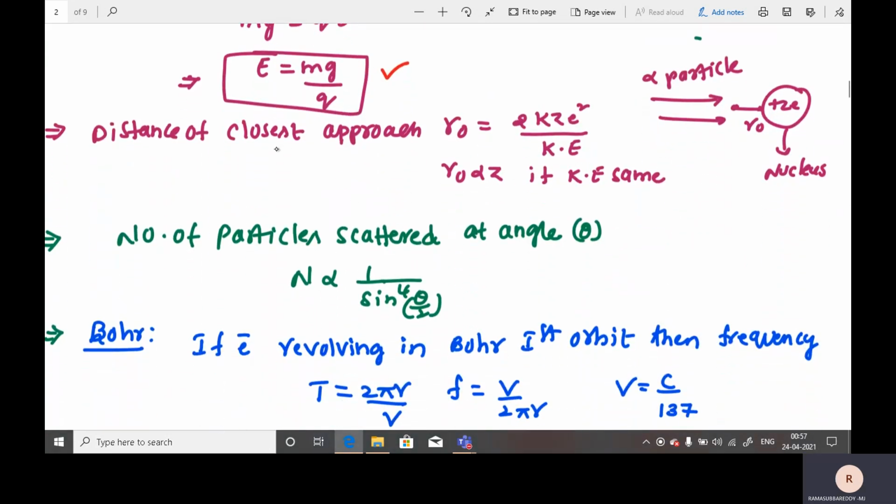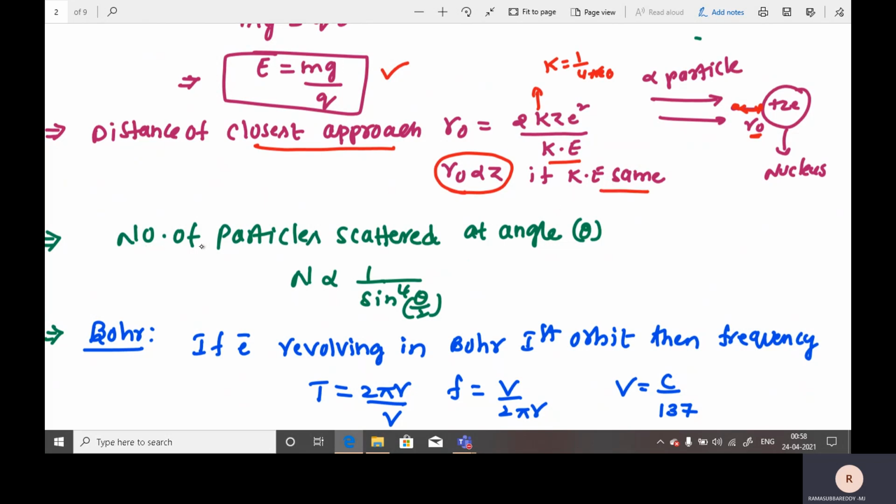Okay, next, distance of closest approach. When a beam of alpha particles passes towards the nucleus, before coming to rest there will be some distance. That distance we call the distance of closest approach. Distance of closest approach r naught is equal to 2kZe squared by kinetic energy, where k is 1 by 4 pi epsilon naught. Our distance of closest approach depends on Z if the kinetic energy is the same.